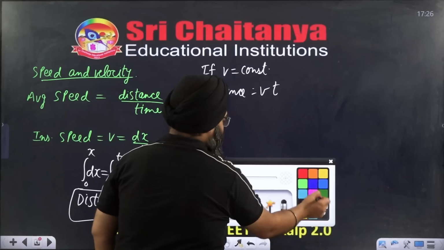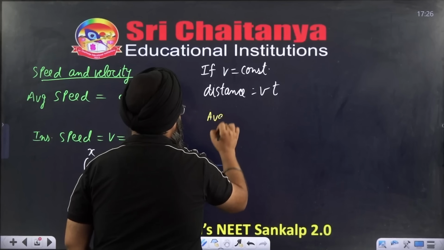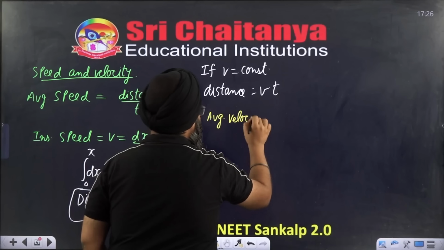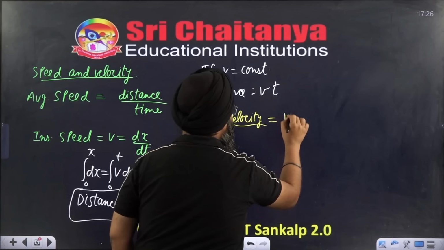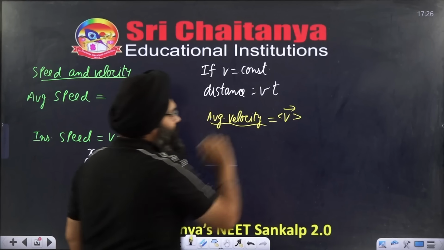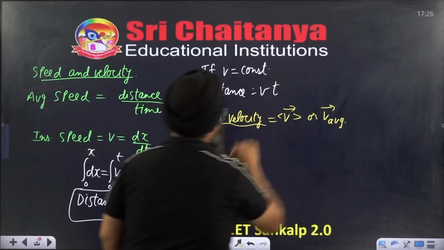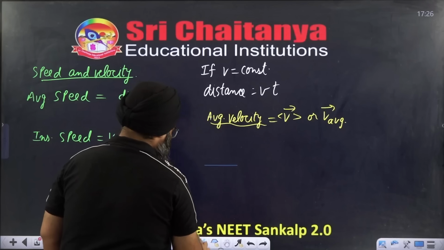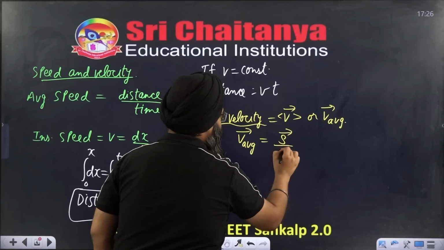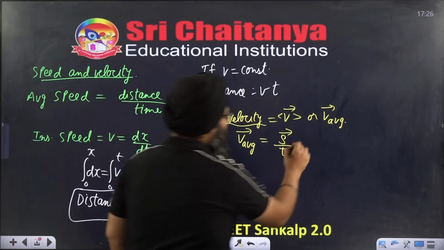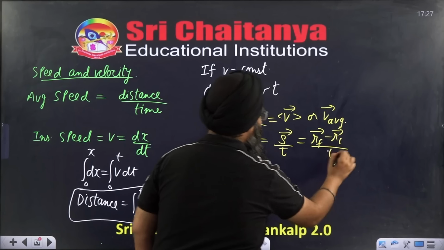After that, the concept which we relate is the concept of velocity. When we talk about velocity, here also there are two terms: one is average velocity and one is instantaneous velocity. Average velocity is given by v vector average. The formula of average velocity will be total displacement divided by total time. Total displacement is the final position vector minus the initial position vector, divided by the total time taken.